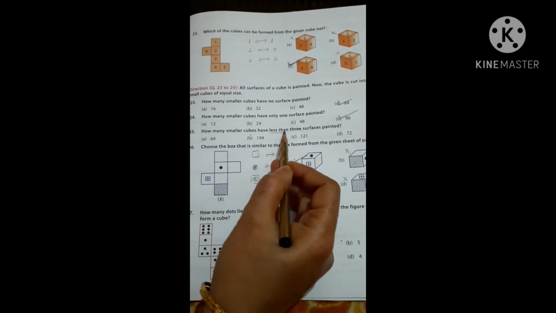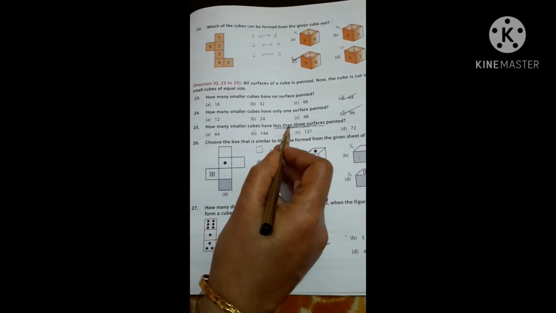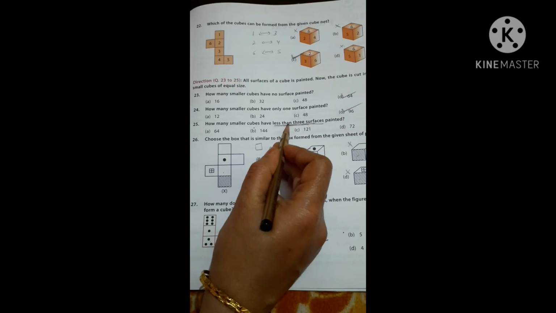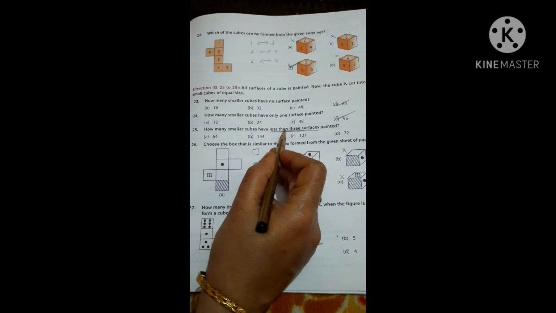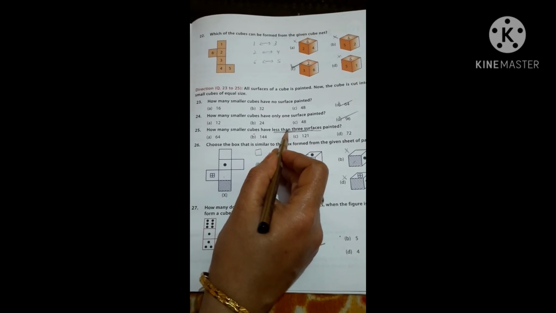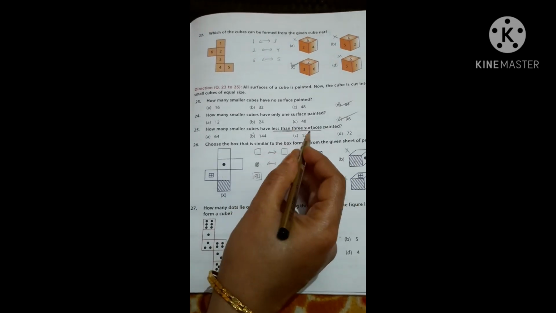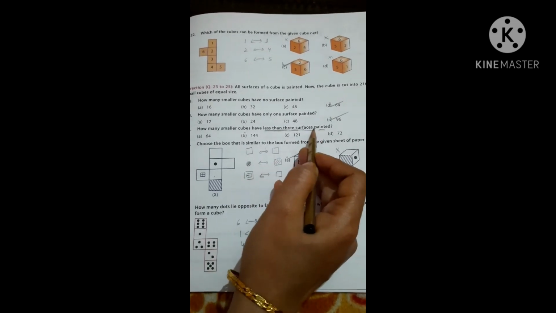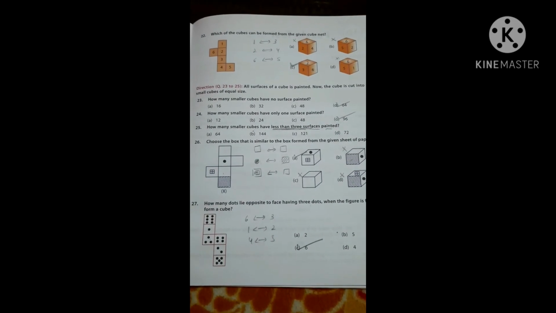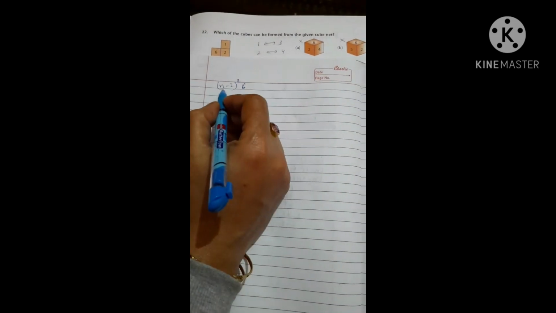The next question is, how many smaller cubes have less than 3 surfaces painted? Now for this question, you have to just see that they are asking about less than 3 surfaces. Less than 3 surfaces means you have to consider those cubes which have 2 surfaces painted and 1 surface painted. You are not going to take the cubes which have no surface painted, because they are not talking about the cube which is not having any surface painted. They have written the word painted, means you have to consider the cubes which have 2 surfaces painted and which have 1 surface painted.